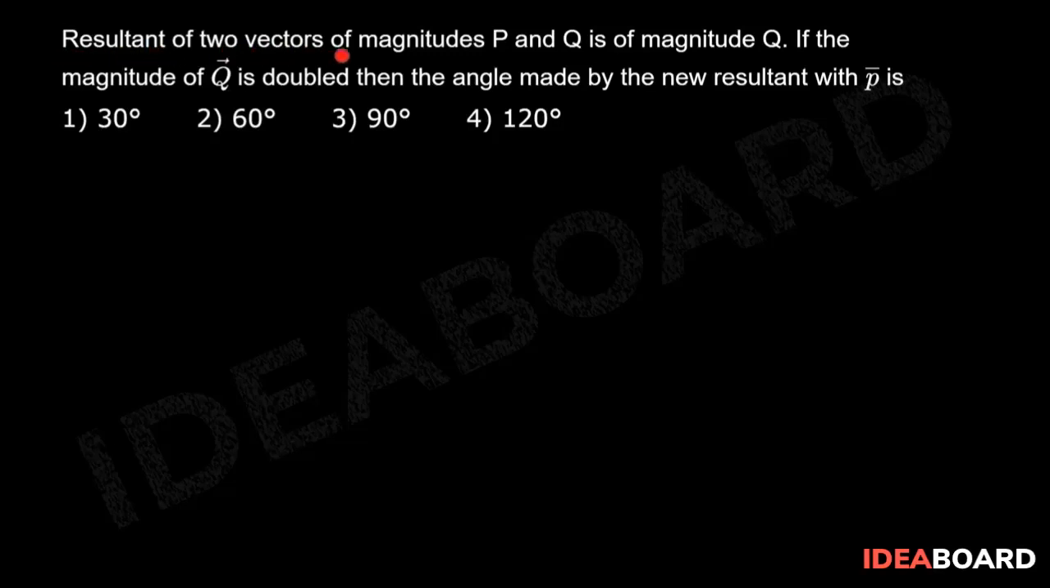The resultant of two vectors of magnitudes p and q is of magnitude q. If the magnitude of q is doubled, then the angle made by the new resultant with p is?